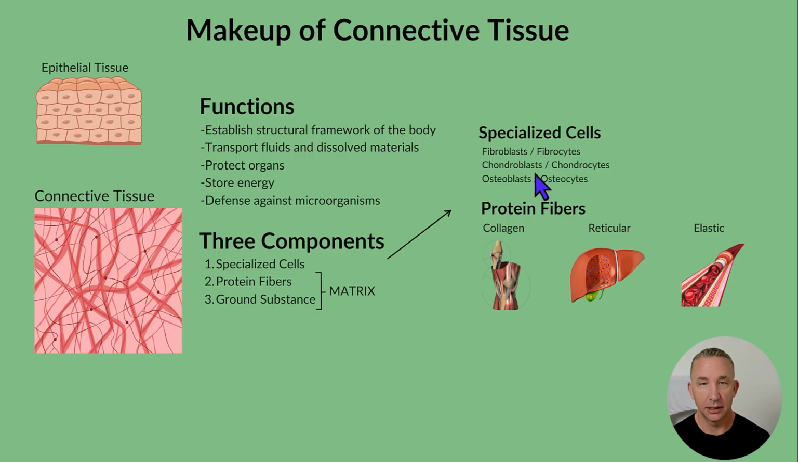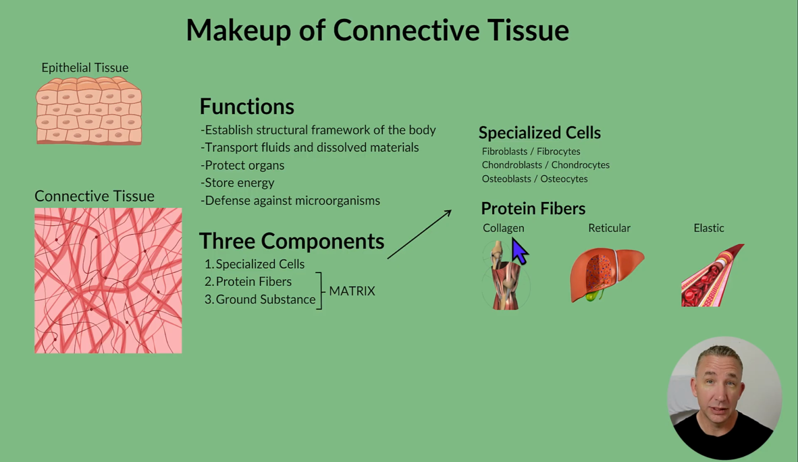Fibroblasts, chondroblasts, osteoblasts. The fibers that they make: collagen, reticular, and elastic. Remember we said the primary cells that are making these are fibroblasts because we said specialized cells make a matrix. What's in the matrix? Protein fibers. It's the structural support for the tissue.